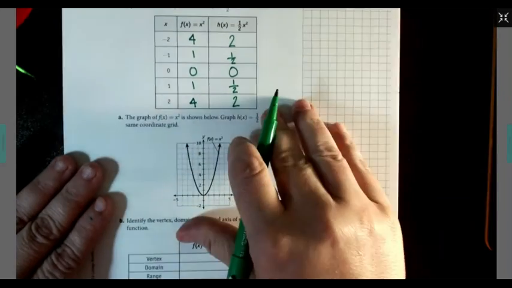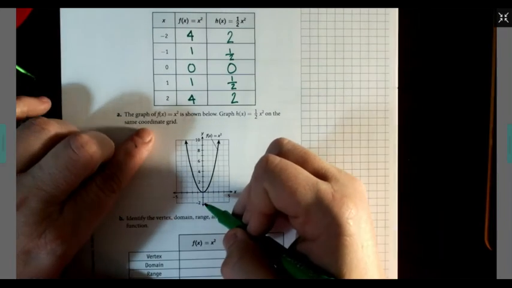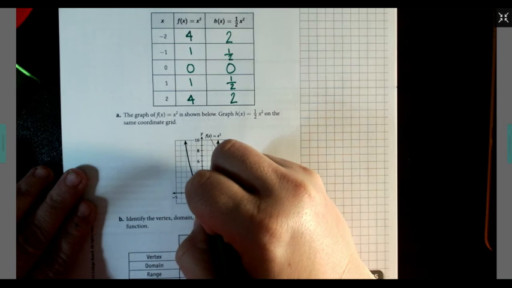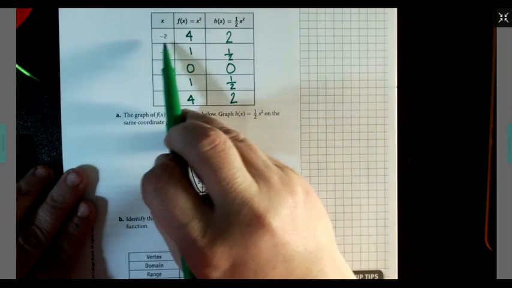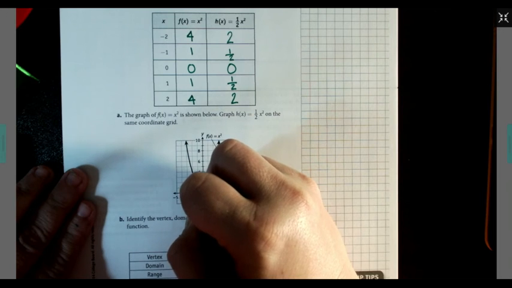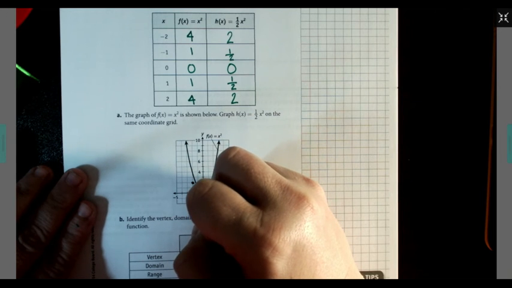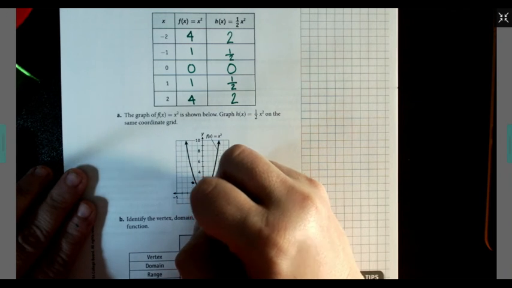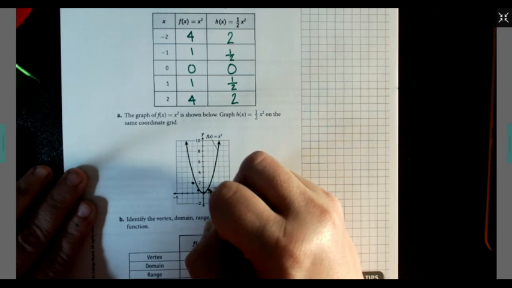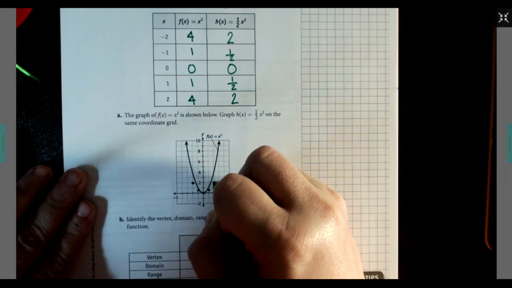We're going to graph these on the same grid as f of x equals x squared. So we've got negative 2, 2. Negative 1, 1/2. 0, 0. 1, 1/2. 2, 2.